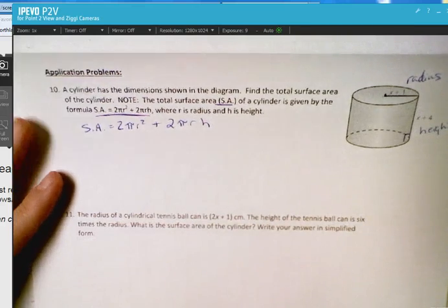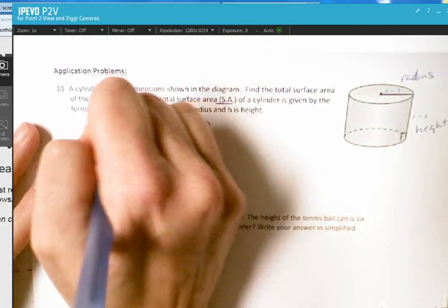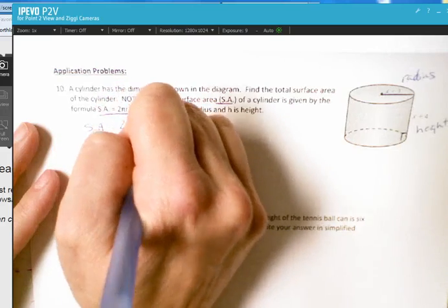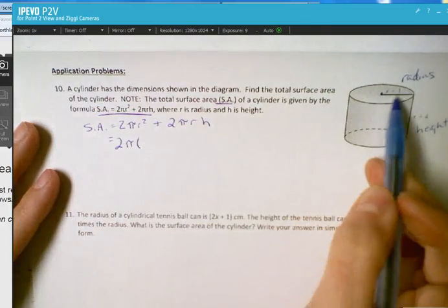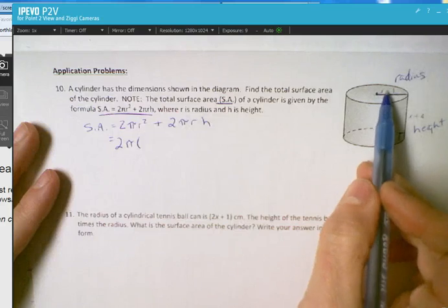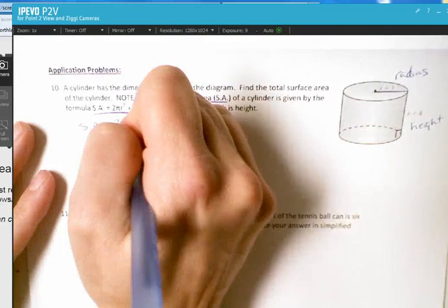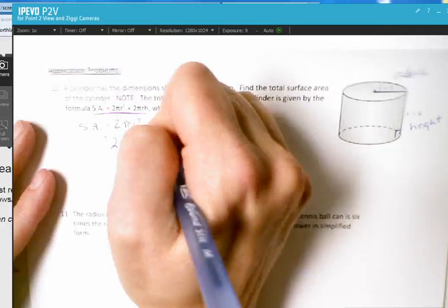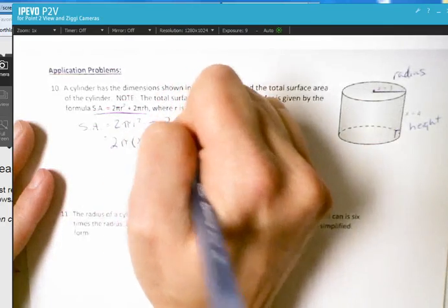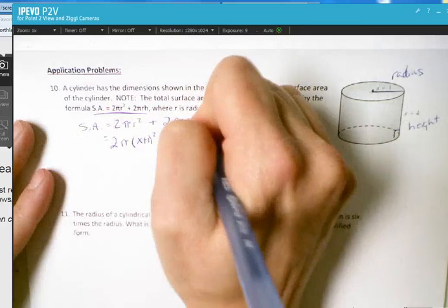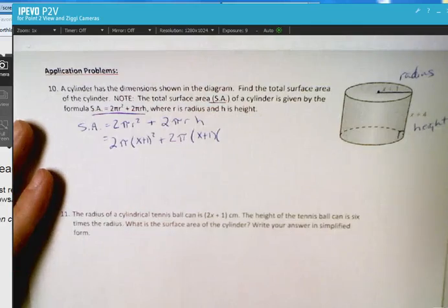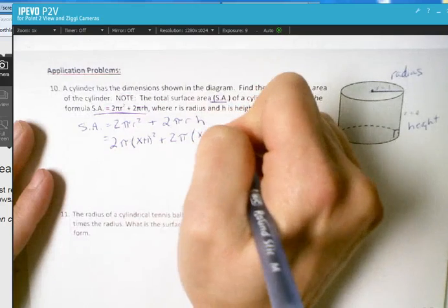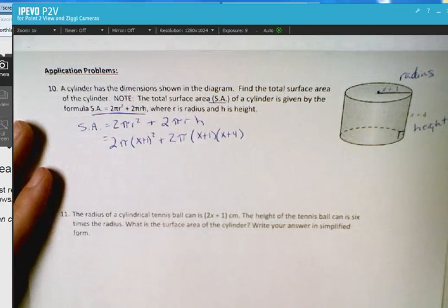Then it becomes just substituting in the pieces we know. I know I still have 2 and a pi, but I know what my r is. My radius, because there's a term in between here that's adding or subtracting, we want to make sure we put these in parentheses, is squared plus 2 pi, r again, which is x plus 1, times my height, which is x plus 4. Now it just becomes crunching the numbers, watching your distributing, and following your rules.